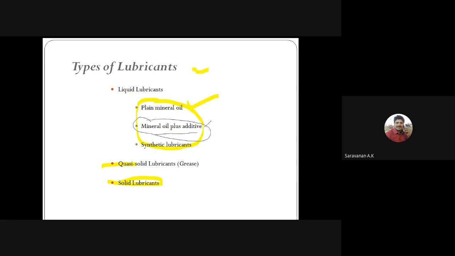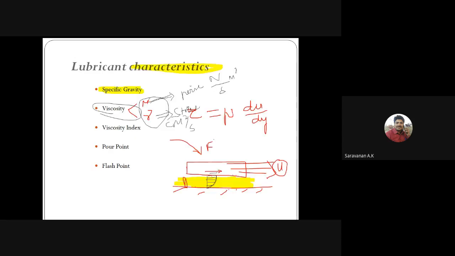Why do we have to use additives? We have to attain the right viscosity of the particular liquid. So we have to use some additives, and then only we can use it as a lubricant. Then only the fluid will have some viscosity, so it will have good resistance to flow. So the viscosity has to be attained.